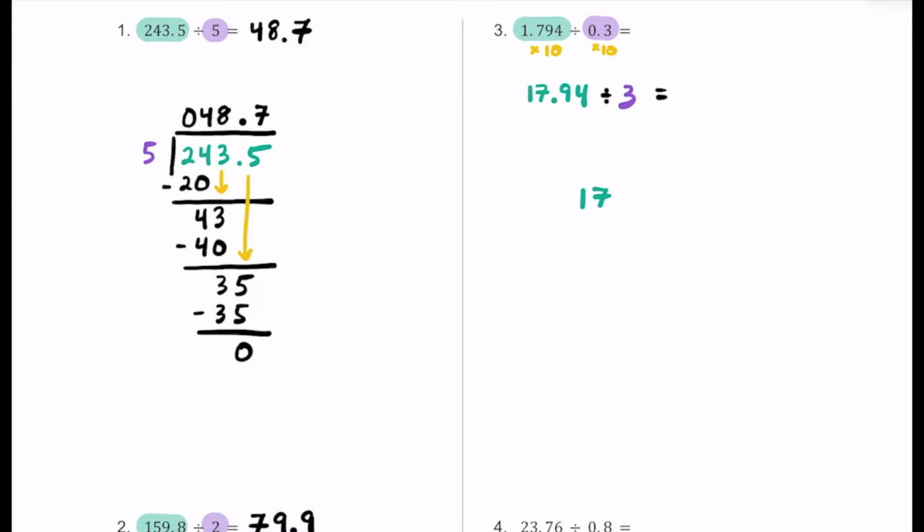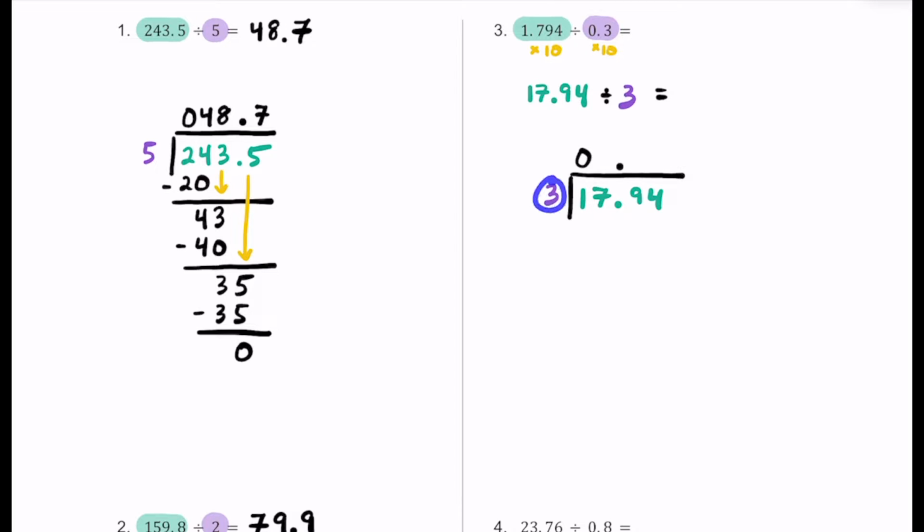So we have 17 and 94 hundredths. That's going to go inside our division house. Okay, and then we're going to put this 3 on the outside. Now, let's go ahead and take this decimal and just bring it straight up so we know where it's going to be in our quotient. Okay, and then just start our long division process. So how many times does 3 fit into 1? It actually fits in 0 times, so you can leave it blank, or we can put a 0 there.